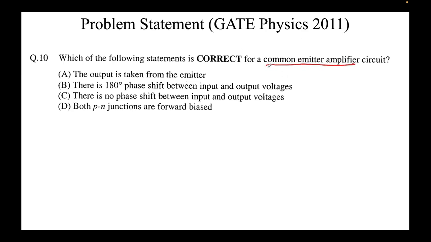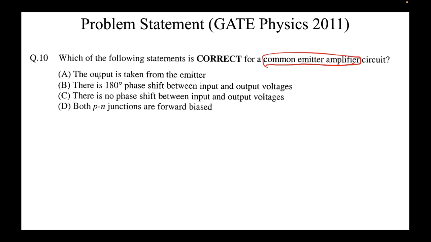Common emitter amplifier, what does it mean? Not how to design it, but how does it look? What are some key features of this amplifier circuit? And we have to identify the correct option. Single option correct, so only three options are wrong. The one option is correct. But first let's study the options itself, because that will give us a better understanding of this common emitter amplifier circuit.